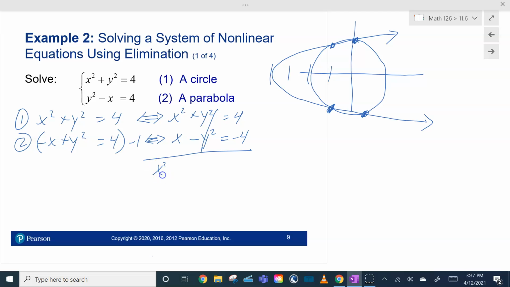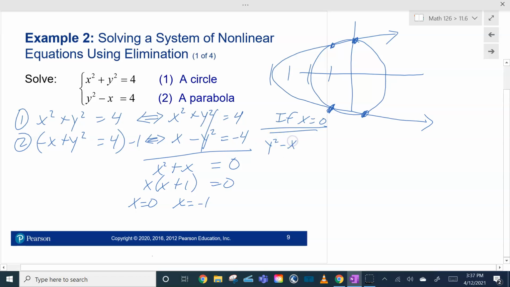So now we have x squared plus x, again, those are not like terms, equals 4 minus 4, we got 0. So x squared plus x equals 0. We can factor that, and by the zero product property, x equals 0 or x equals negative 1. So if x equals 0, then let's go to our parabola, y squared minus x equals 4. So y squared minus 0 equals 4. So we've got y squared being 4. y would be plus or minus 2.